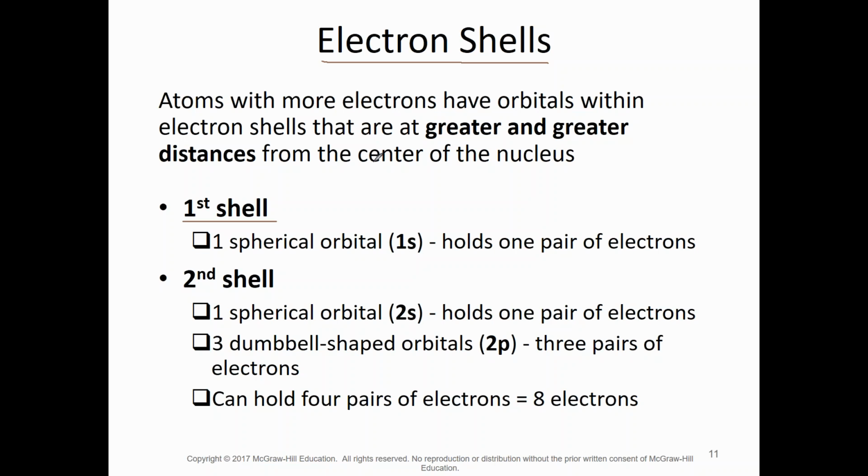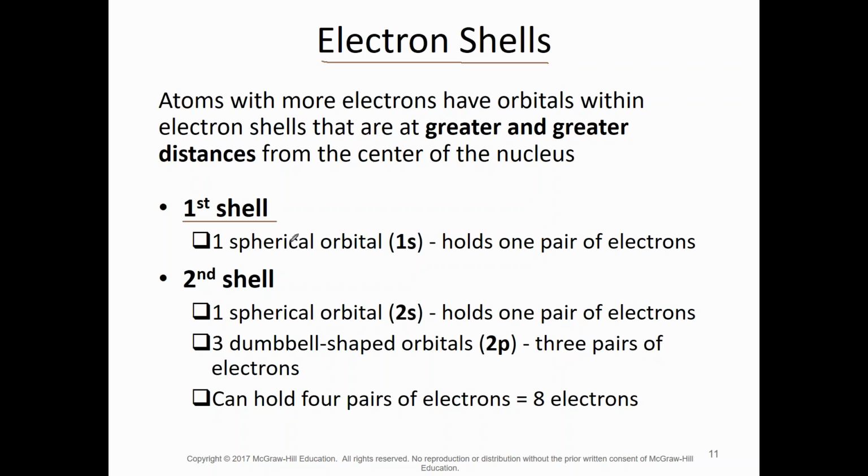So you might think of the whole atom as like a house, and then the shells are like the floors in the house, so like the first floor, and then the orbitals would be like the rooms within the floors, right? Okay, so again, the atom is like the whole house, the shells are like the floors in the house, and then the orbitals are like the rooms within the floors.